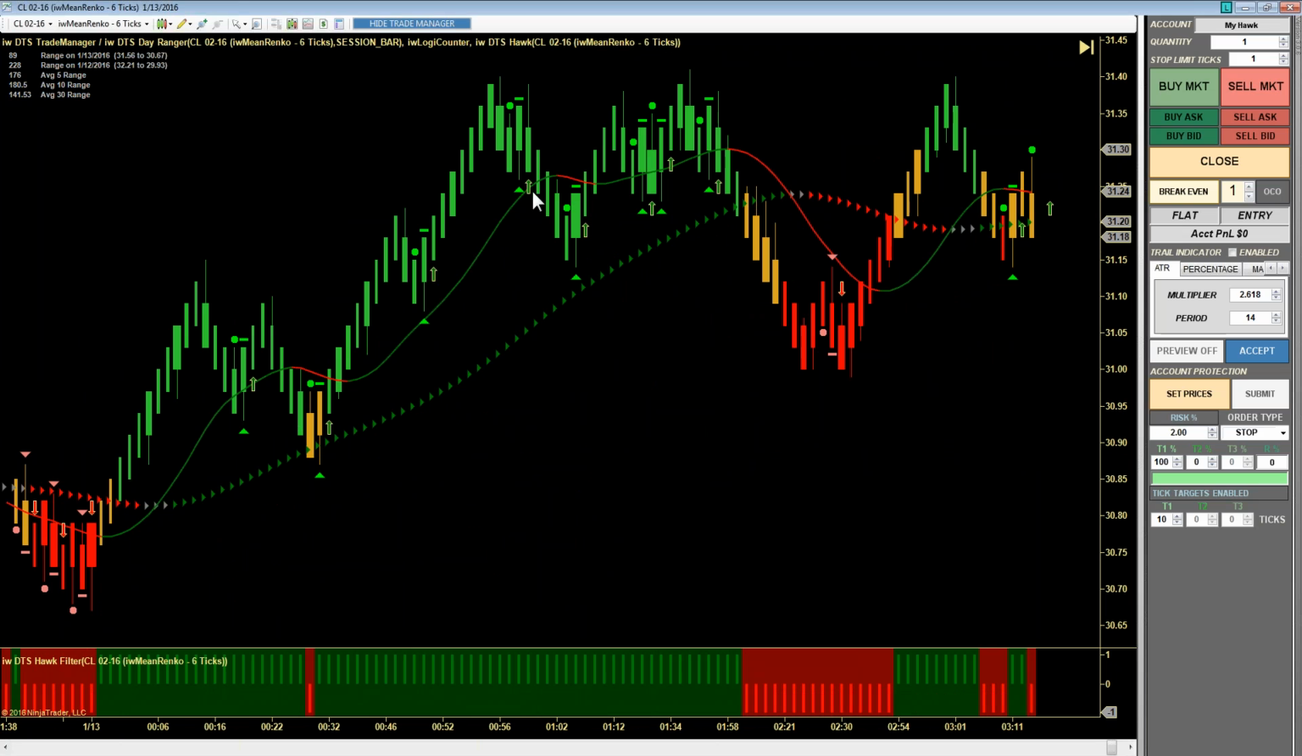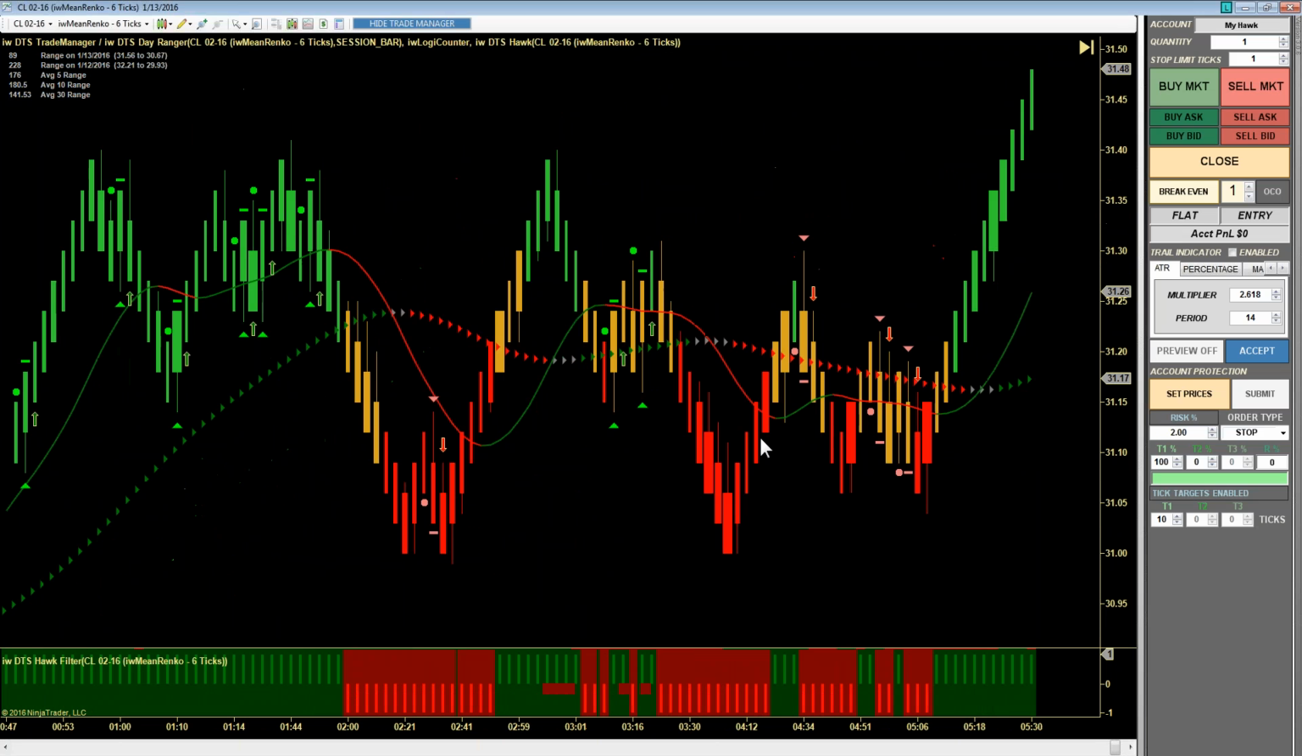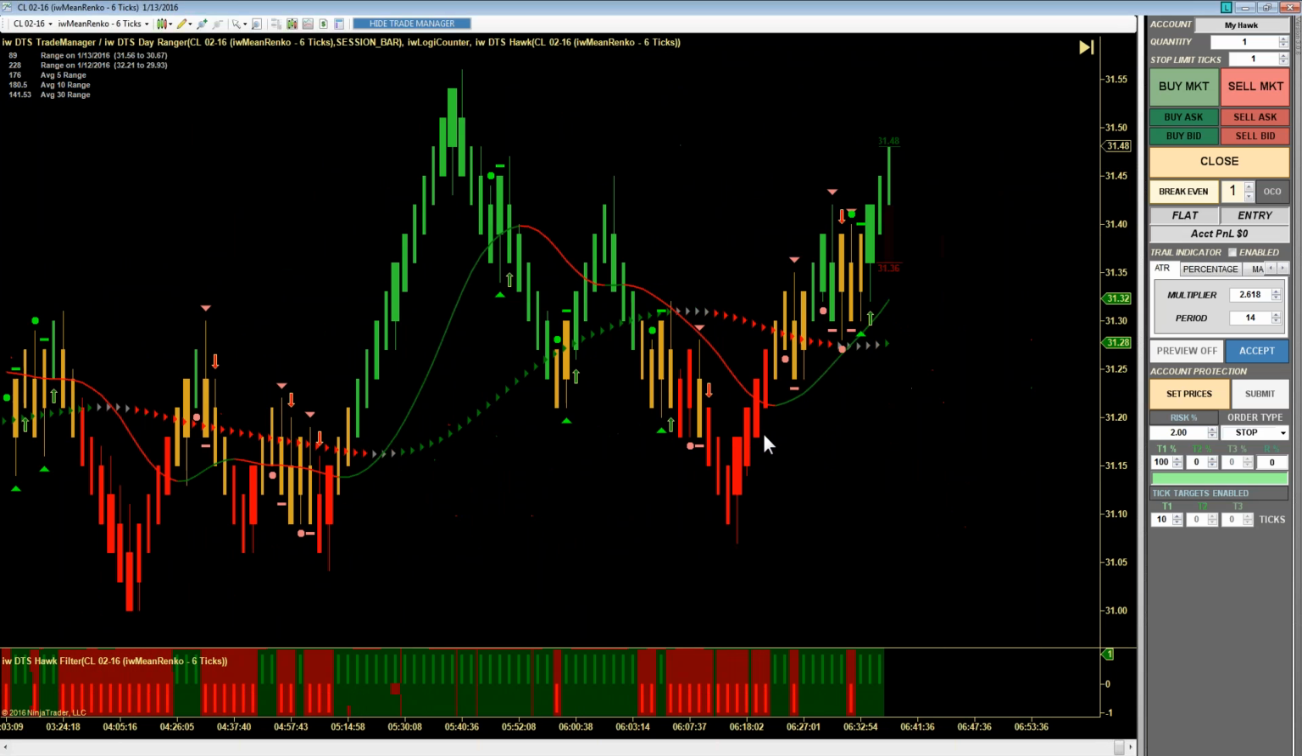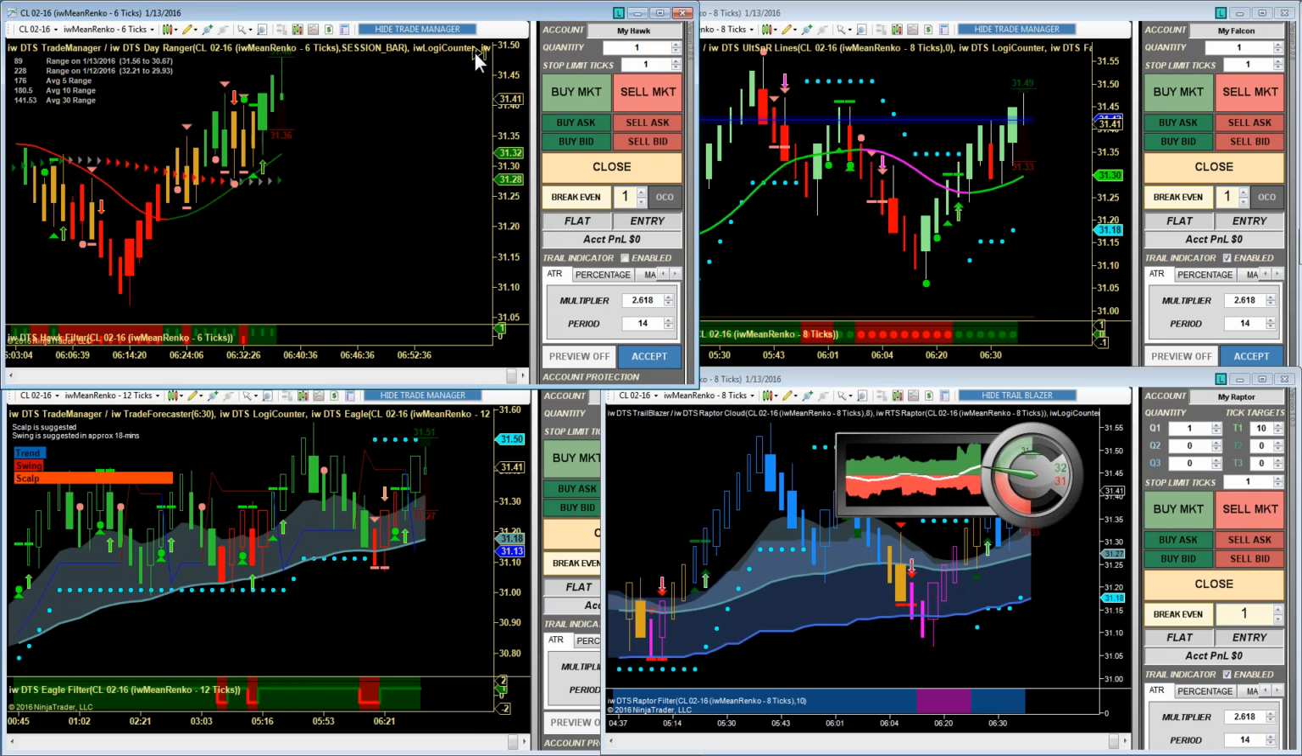Here is a macro pullback signal. This would be one of our high probability signals. In case you're wondering, with all this going on here, why I'm not looking at taking any of these signals, it's because they don't match any of our high probability signal parameters. All right, so there's crude oil on the Hawk.